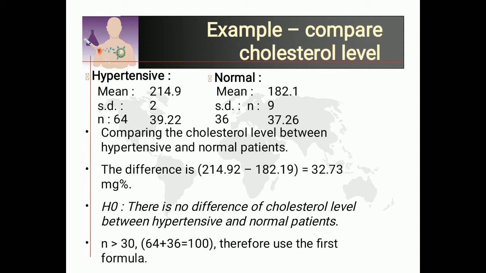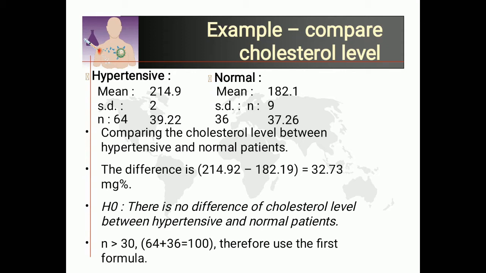Here we will compare cholesterol level. For hypertensive patients, the mean is 214.92, standard deviation is 39.22, number of patients is 64. For normal patients, the mean is 182.19, standard deviation is 37.26, number of patients is 36. Comparing the cholesterol level between hypertensive and normal patients, the difference is 214.92 minus 182.19, which is 32.73 mg percent.